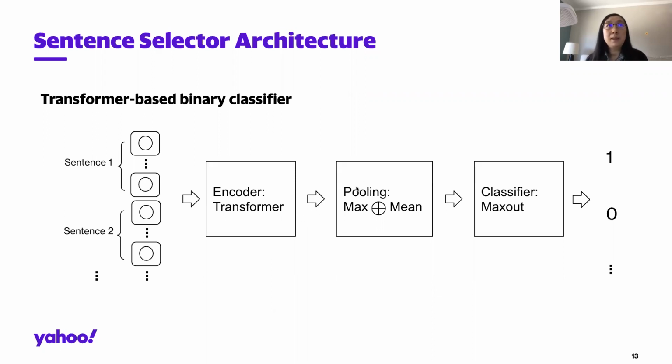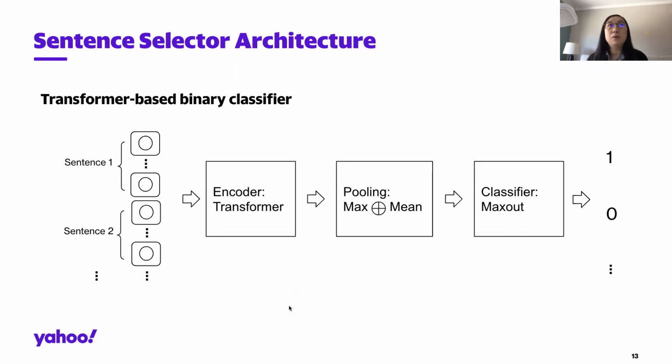Then we will apply a max pooling and min pooling at the sentence level to get an embedding and concatenate them. Then that will give us an embedding for the entire sentence. Then we will feed the sentence embedding into a binary classifier, which is a maxout network, to produce a 0-1 label for the input sentence.